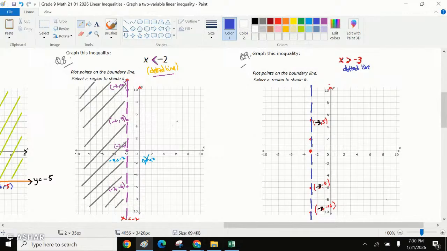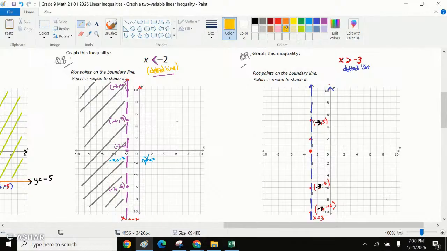Okay, we can say this is a dotted line, and we can also say that this line is parallel to the y-axis. We can write down the equation of this line. The equation of the line would be x equals 3. We need to shade the area where x is greater than minus 3, right?